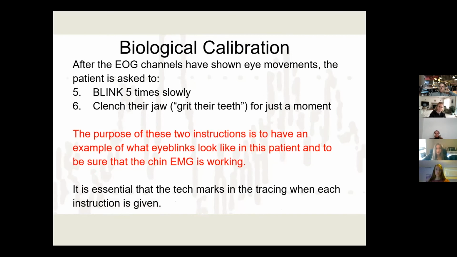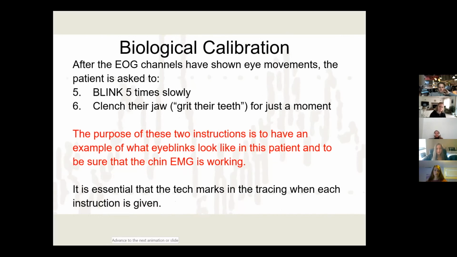And then lastly, we would ask the participant to blink 5 times slowly and then clench your jaw or grit your teeth for just a moment. Again, looking at examples of what an eye blink might look like, it can look different in different participants. So this is why we do these BioCals, so that it can be a reference. And then the chin one is to make sure those 2 chin electrodes are working.